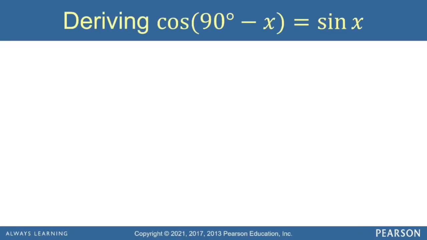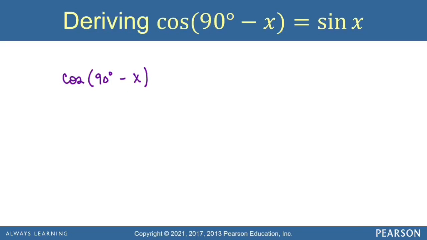Now we're going to switch gears a little bit and talk about the cofunction identities. So we're going to derive the cosine of 90 degrees minus x equals the sine of x. And we've seen this identity before, but this time we're going to use our cosine of A minus B identity to get there. So if you look at cosine of 90 degrees minus x, you can see how this fits our formula for the cosine of A minus B. So we will use that cosine of A minus B formula, but we'll plug 90 degrees in place of the A, and we'll plug x in place of the B.